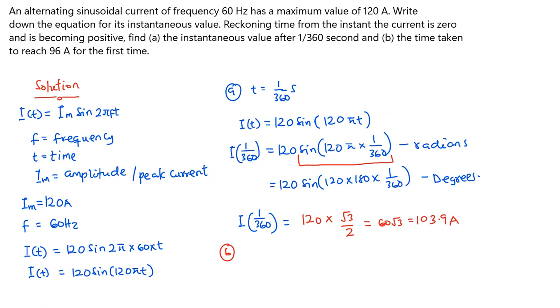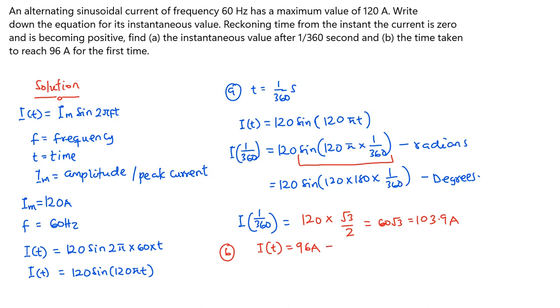The second part of the question says that we should find the time taken to reach an instantaneous current of 96 amperes for the first time. For this one, we've been given the value of the instantaneous current. So we are going to have I of t equal to 96 amperes. But we don't know the time that it took for us to get this instantaneous current, 96 amperes. So let's find the time.